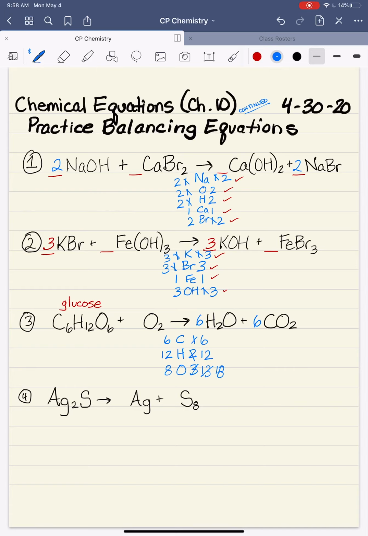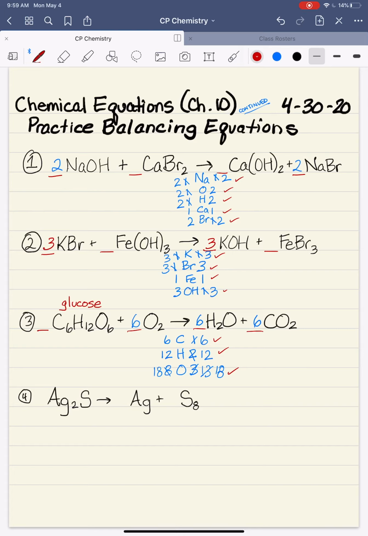All right. So let's see what we have here. Okay, we only have 8 on this side, but we've got a nice even number. So let me go ahead and see if I can fix this. If I put a 6 in front of here, that'll give me 6 times 2 is 12, plus 6 more gives me 18. And there we have it, 6, 12, and 18. Everyone's in balance. So the coefficients are 1, 6, 6, and 6.